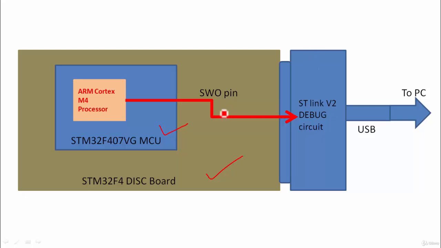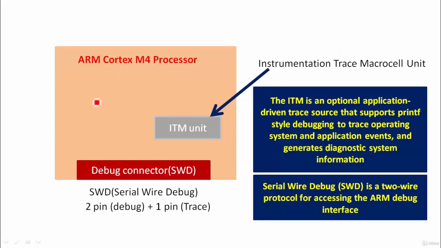There is a pin called the SWO pin, which comes all the way from the ARM Cortex M processor and is connected to the debug circuitry. The printf actually works over this SWO pin. Let's explore further. For that, I'm going to zoom into this ARM Cortex M4 processor. Let's consider only the ARM Cortex M4 processor.